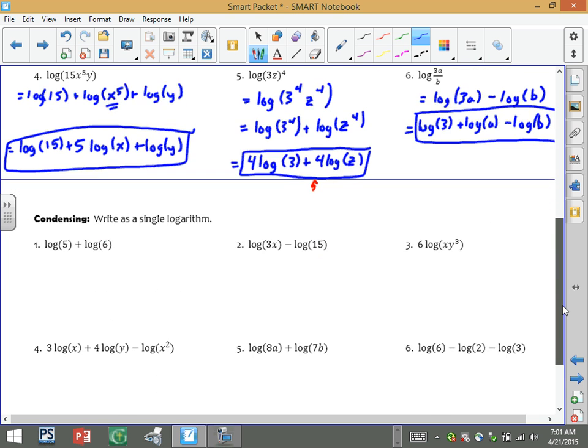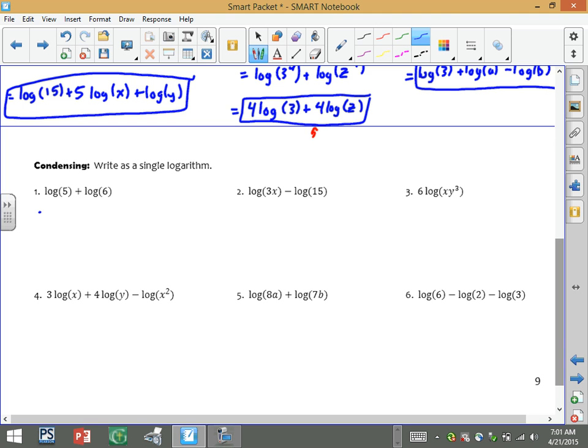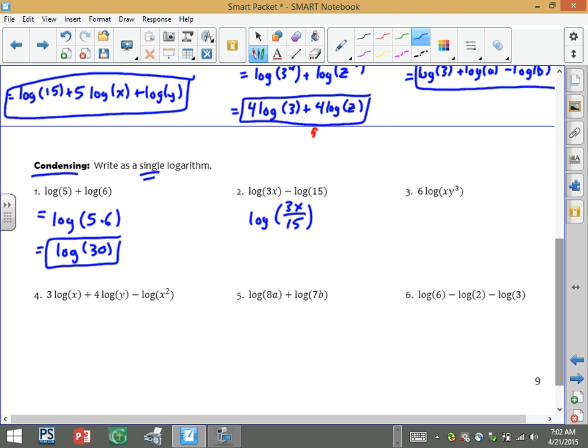And then the only other thing that I'm going to ask you to do is maybe go the other way with it. So addition will turn into multiplication. So if I want to condense or make it into a single logarithm, addition will turn into multiplication. That's 5 times 6. And if you want to take that a step further, since we can actually do that, log of 30. Here, subtraction will turn into division. So we end up with 3x over 15. And we can simplify that fraction a little bit and end up with log of x over 5.